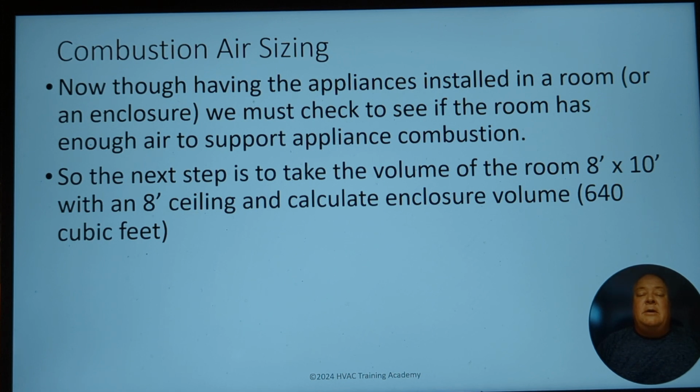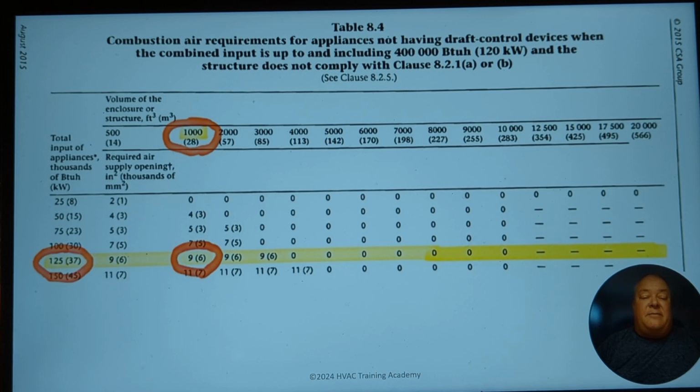So now we're going to install those in a room and check to see if the room has enough air to support combustion. Again, 8 by 10 by 8. Again, we're going to go onto the table, and you're going to see at 500, we see 9. As soon as we see a numeral there, that means we don't have enough air in the house.